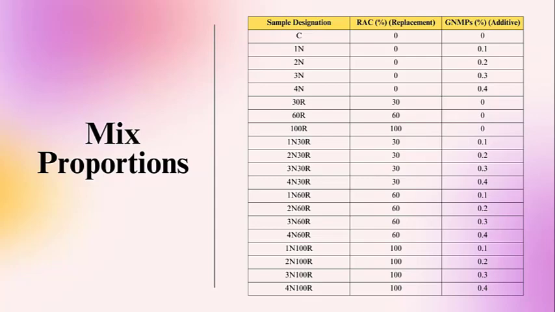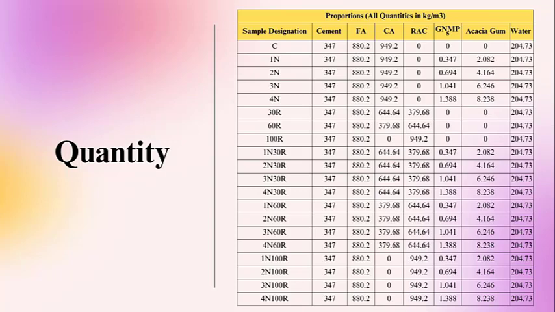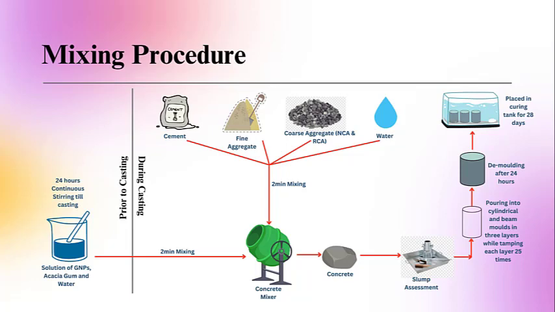The letter N denotes specimens containing graphite nano microplatelets, while the numerical values 1, 2, 3, and 4 correspond to the incremental addition of nanographite in the concrete at a concentration of 0.1, 0.2, 0.3, and 0.4%, respectively. This slide shows the mix design of the concrete according to the code. This image illustrates the mixing procedure.